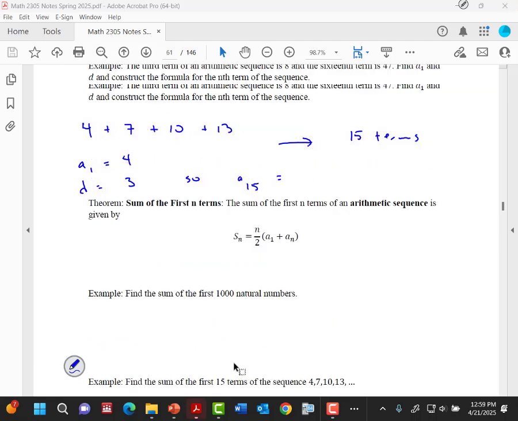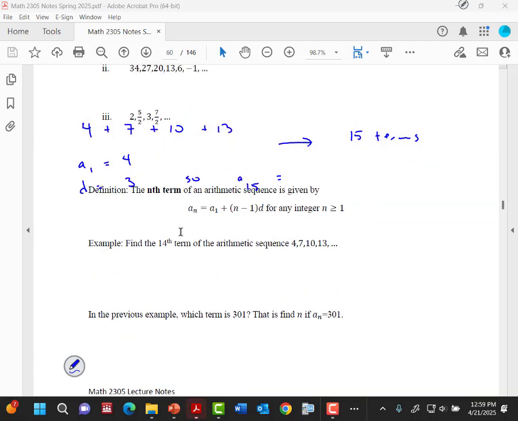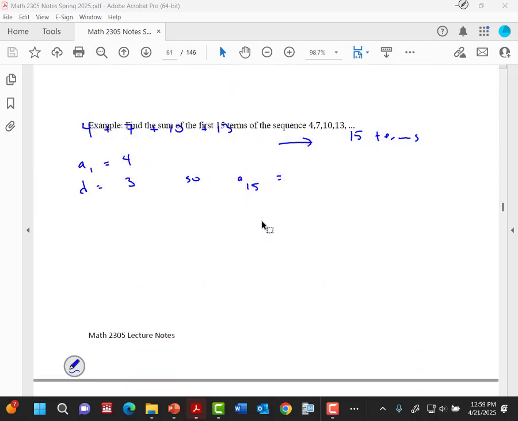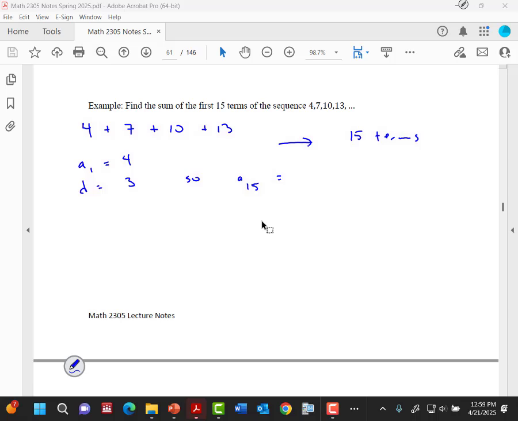And how do I find the nth term of the sequence? This is A1 plus n minus 1 times D. So this is, you've got to recall. So this would equal A1 plus 15 minus 1 times D. So A15 would be 4 plus 14 times 3. So the 15th term would be 46.